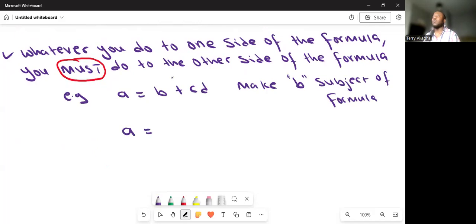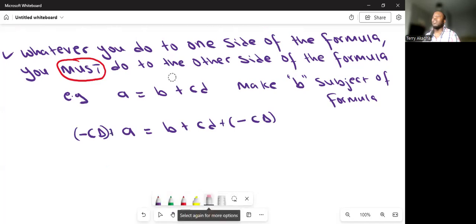So you have A is equal to B plus CD. Now, what I'm going to do, I'm going to subtract CD from both sides. So here I'm going to add minus CD, and here as well, I'm going to add minus CD. Okay, so are you seeing it? I'm going to add minus CD to both sides. So I added minus CD to the left-hand side, and I added minus CD to the right-hand side.